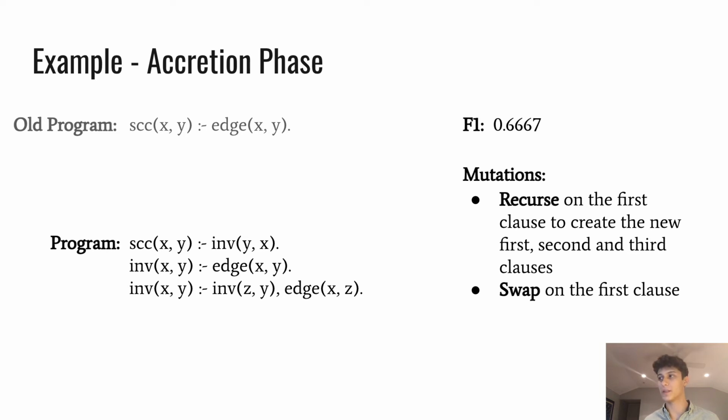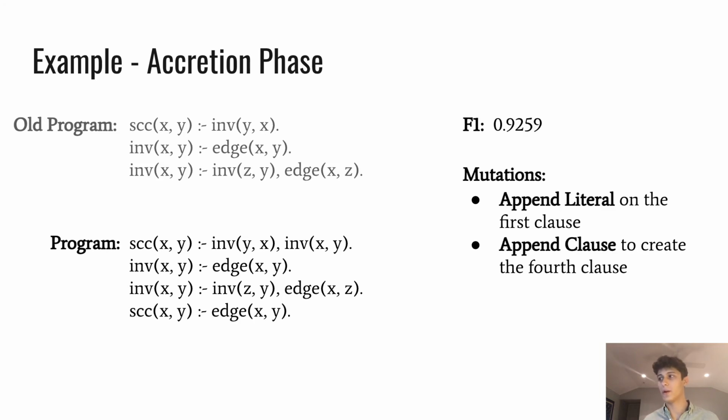We now append a literal to the first clause, discovering that x and y are in the same SCC only if there's a path in both directions. However, in this generation, we also make a mistake. We use the append clause mutation to create the fourth clause, which says that x and y are in the same strongly connected component if there's an edge from x to y. This introduces a number of false positives.